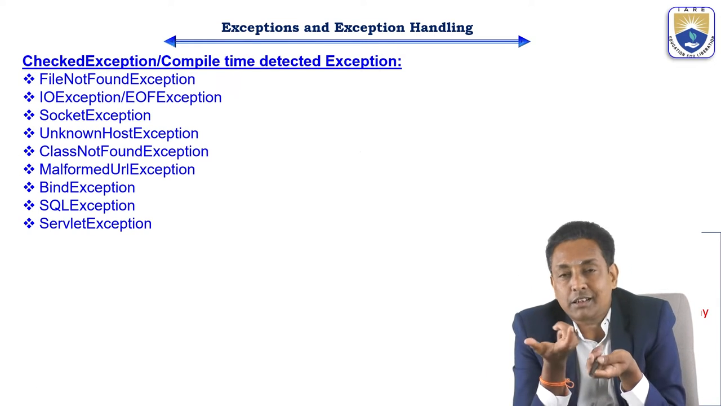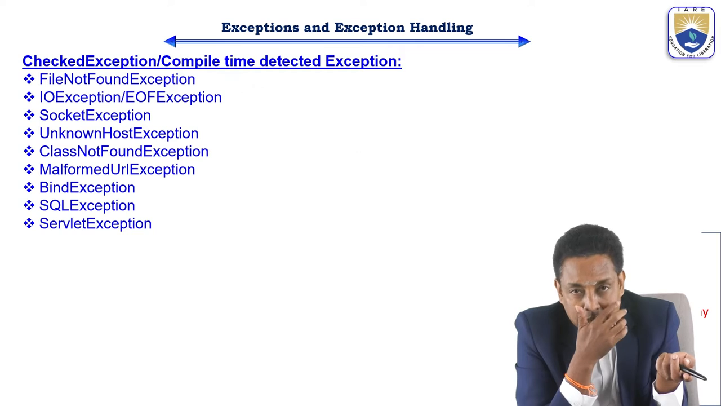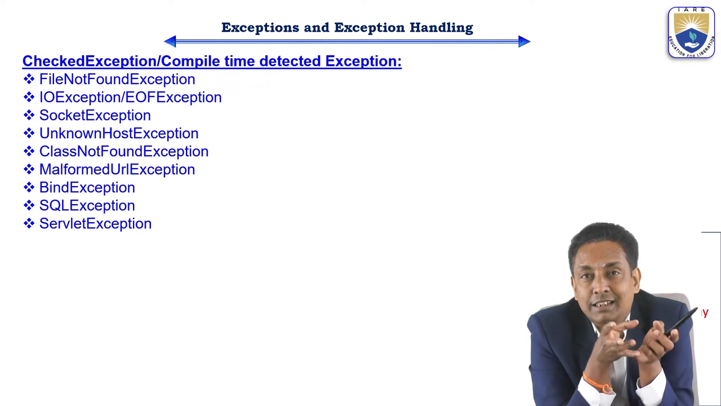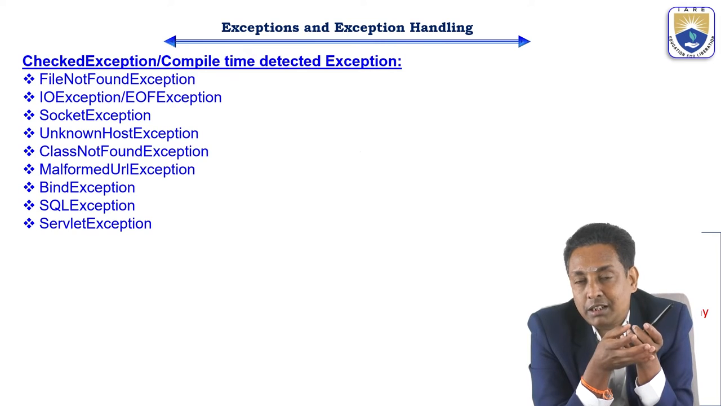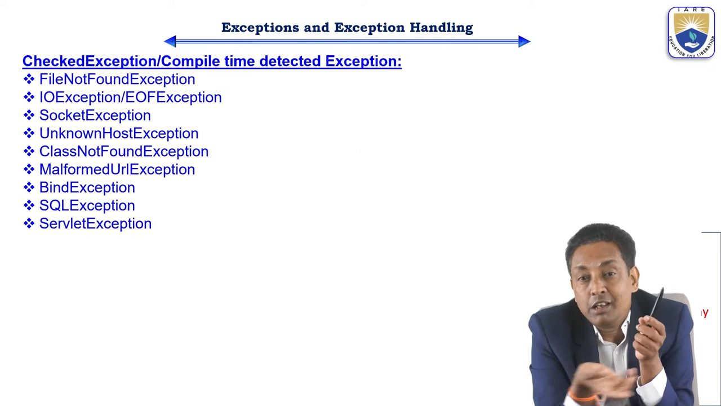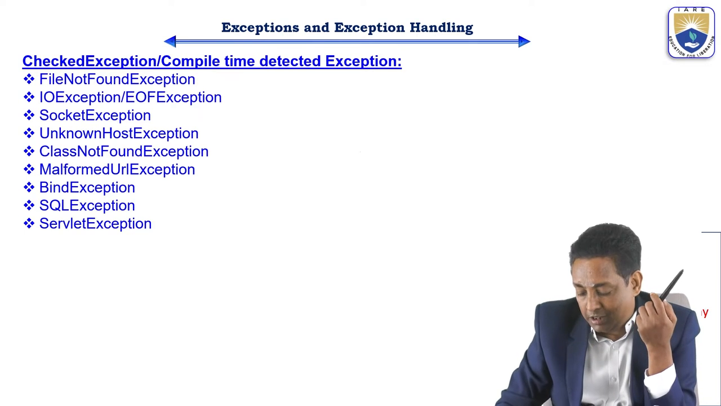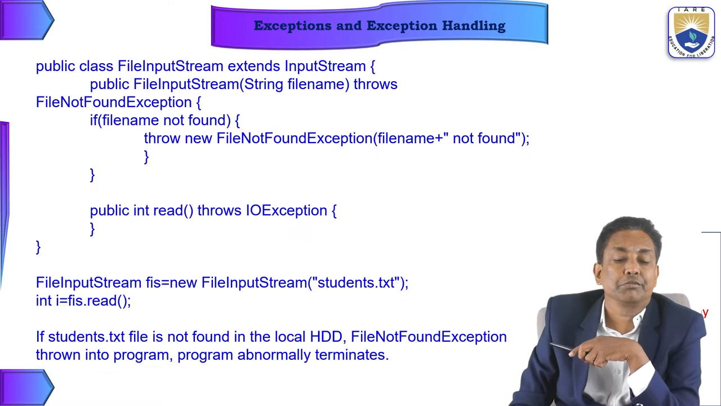If you do any logical or input mistakes, they're all runtime exceptions and unchecked exceptions. And if you use any constructor or predefined method of the Java API in your program, when they report an exception and you don't handle them, those are checked exceptions.